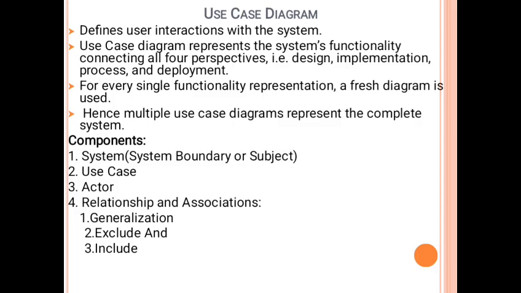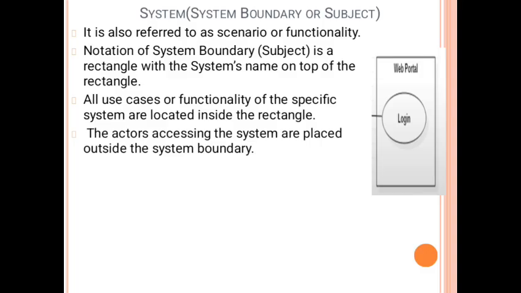Students, let's say use case diagram. It defines the user interaction with the system. A use case diagram represents the system functionality from perspectives like design, implementation, process, and deployment. For every single functionality represented, a fresh diagram is used. Hence, multiple use case diagrams represent the complete system. Components are: system, that means system boundary or subject, use case, actor, relationship, and association under generalization, extend, and include.